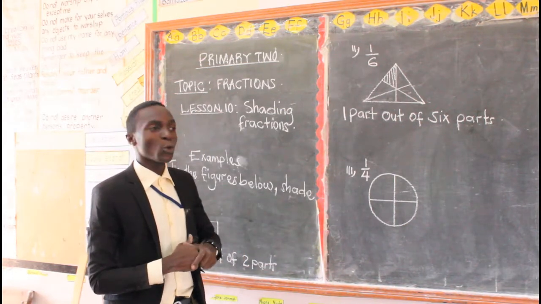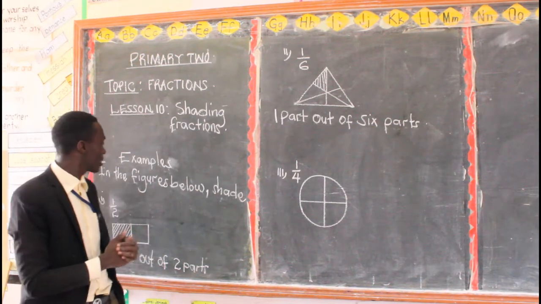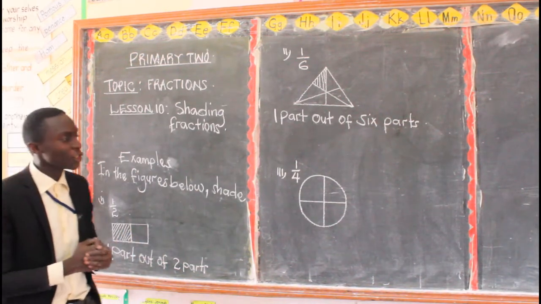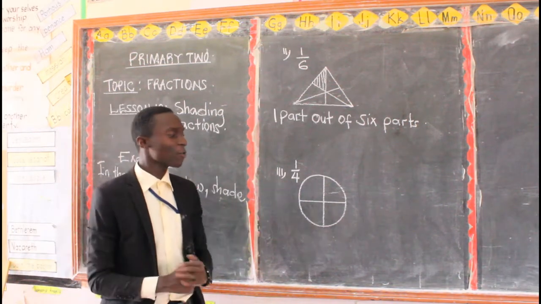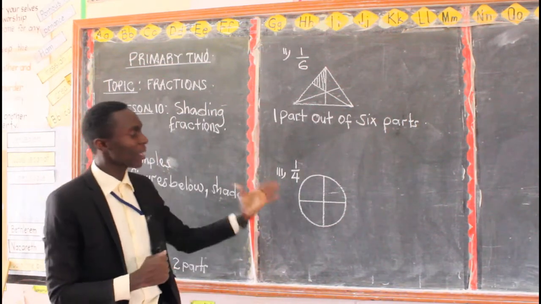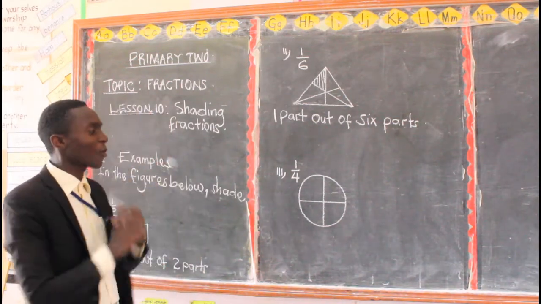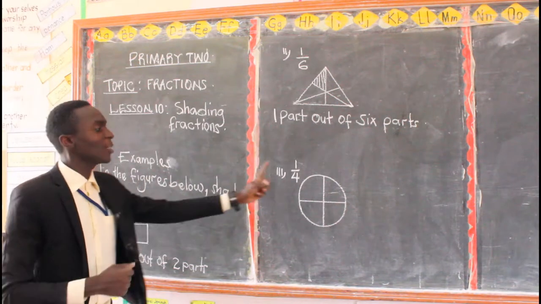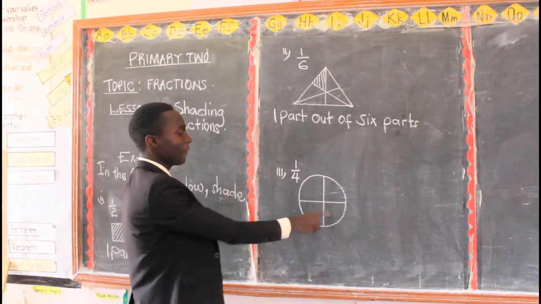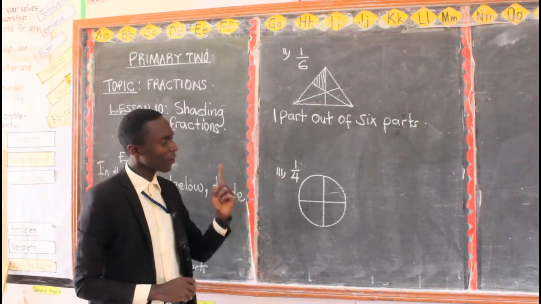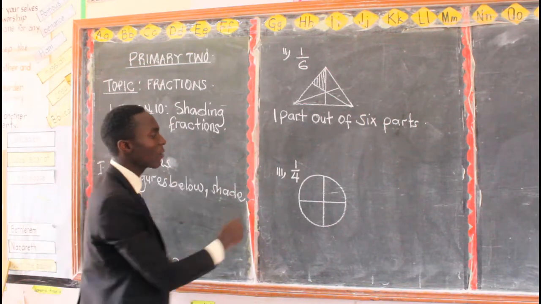Let us go to our example 3. The question says in the figures below, shade 1 out of 4, or we can say a quarter, or 1/4. How are we going to shade 1 out of 4? How many parts are there? 1, 2, 3, 4. They are 4 parts. And we are going to shade only 1 part out of the 4 parts. That's how the question says.